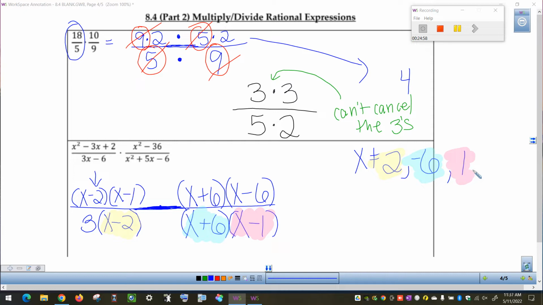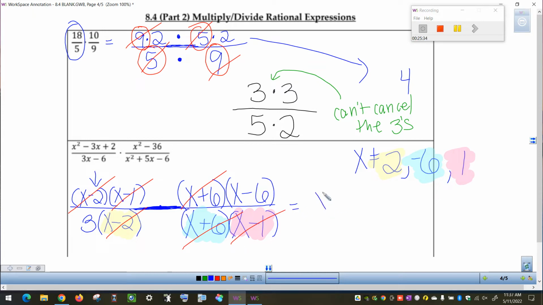All right, so now that that's out of the way, what are some things you see here that we can cancel? What do you notice? X, both on top and bottom, x minus 2, x plus 6, x minus 1. Awesome. It's always fun when there's a lot of things that cancel out. So we'll go ahead and cross those out.